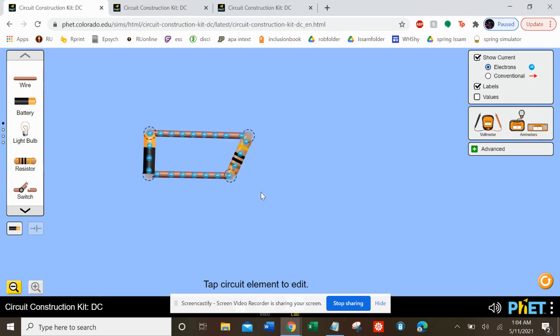Now the other kind of circuit is called parallel. So instead of adding this in series, instead of adding it in a straight line, I'm going to add another loop that's almost parallel to this resistor. So let's add this second loop. And this is what a circuit in parallel would look like.